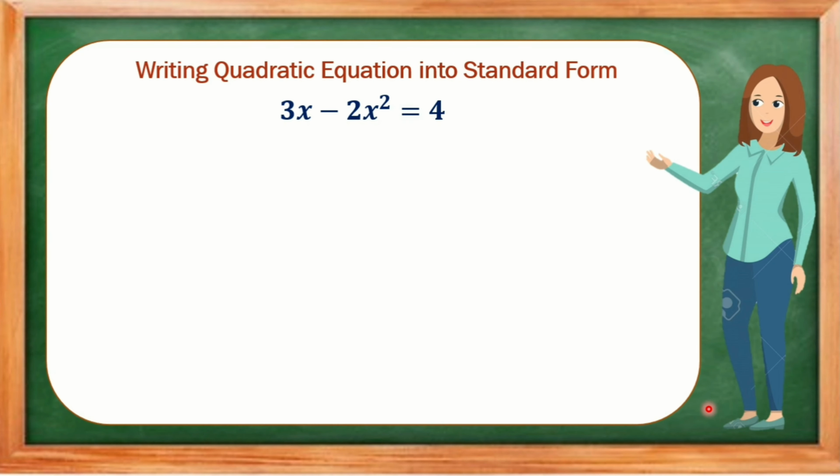Next, we have writing quadratic equation in standard form. Our first example, we have 3x minus 2x squared is equals to 4. Okay, so obviously, this equation is not written in standard form. Kung matatandaan ninyo, ang standard form ng quadratic equation natin ay 0 ang nasa kabilang side ng ating equation at ang quadratic term at ang iba pang term ay nasa kabilang side naman ng equation. Kaya ang gagawin natin ay aayusin natin ito into standard form. Now, ang goal natin ay maging 0 ang nasa kabilang side ng equation na ito.